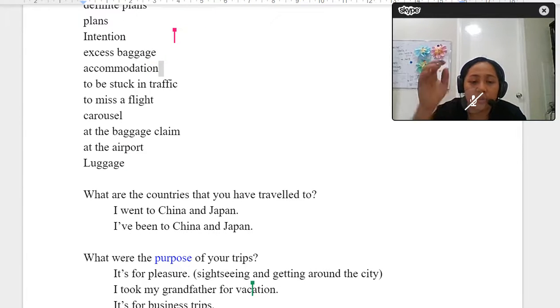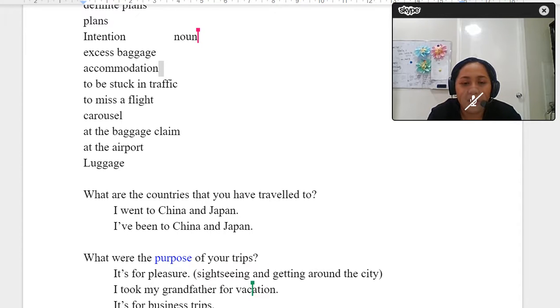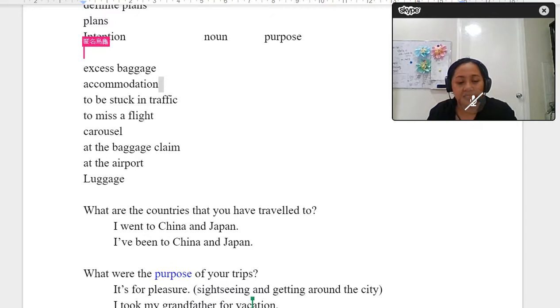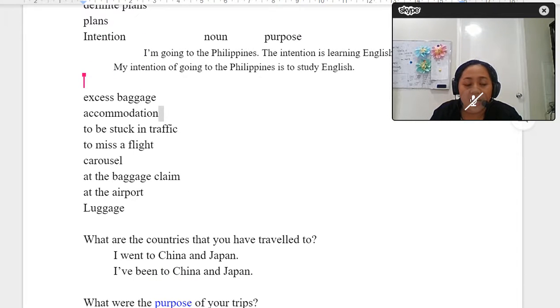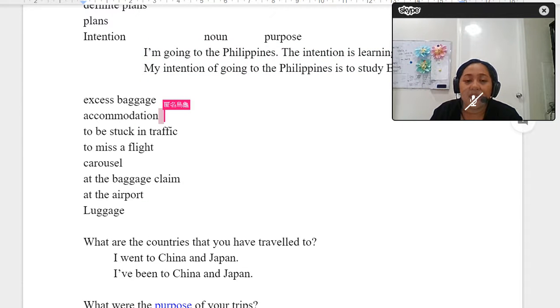Sorry, I'm not writing it down. I wrote it in another page. So intention means purpose. You said earlier, I'm going to the Philippines, my intention is learning English. It's much better if you say: my intention in going to the Philippines is to study English. Okay, that's better. So intention is a noun.